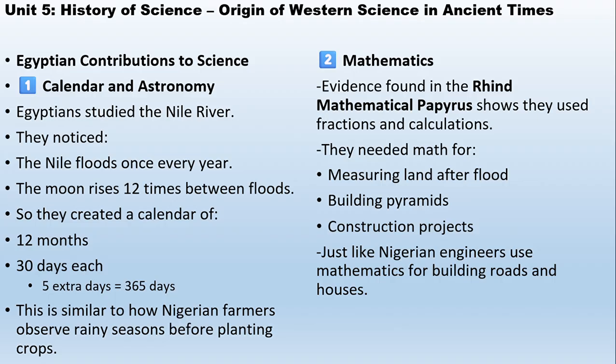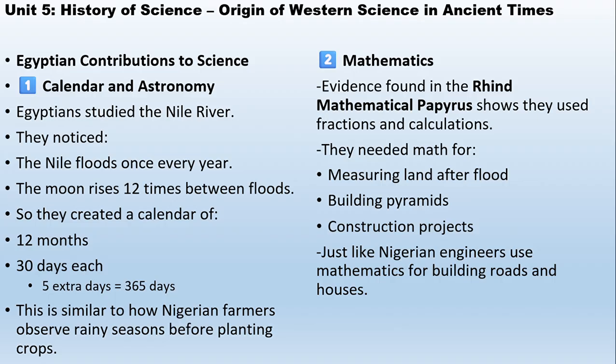Then they noticed another thing: the moon rises 12 times between floods. Between these floods that come once every year, the moon rises 12 times. So they created a calendar of 12 months, 30 days each, and they added 5 extra days to give 365 days. This is how the Egyptians gave us the calendar that we are following today.